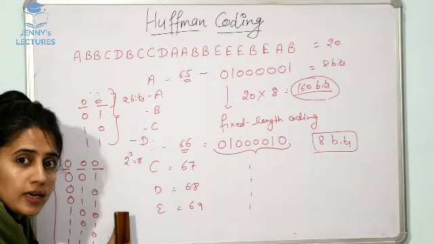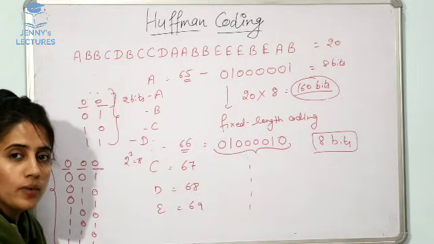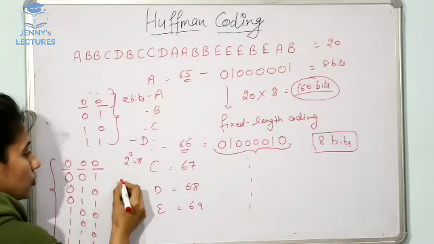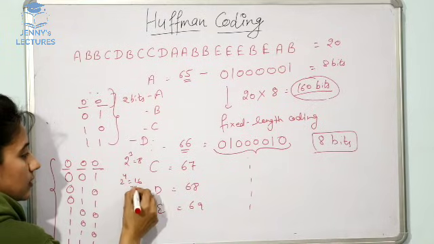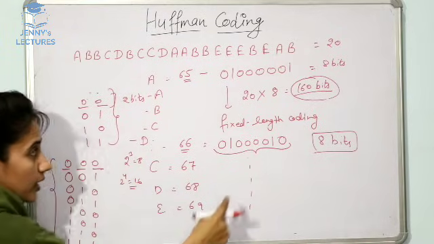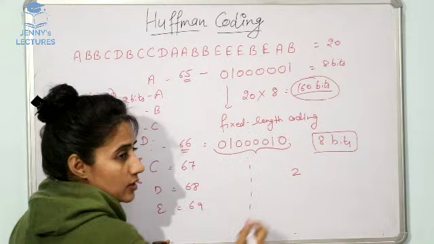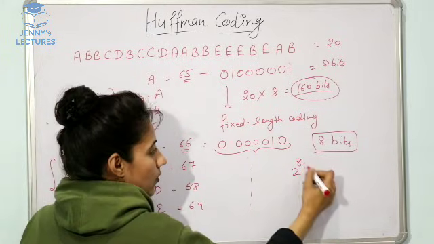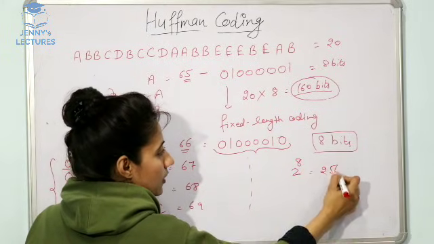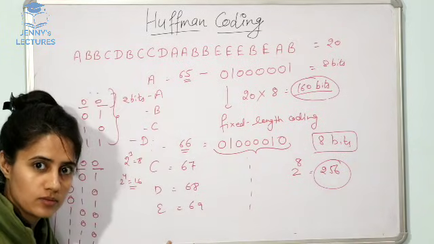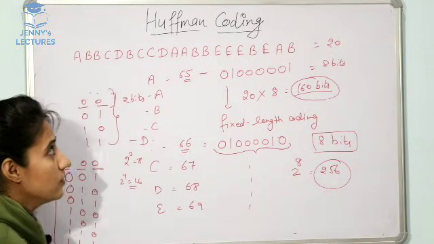Fine. Similarly, if you are taking 4 bits, then how many different characters you can represent? 2 raised to power 4, that is 16. Here we are having 8 bits, then we can represent how many different characters? 2 raised to power 8, I think that is 256 characters. Fine. But we are taking one simple example.